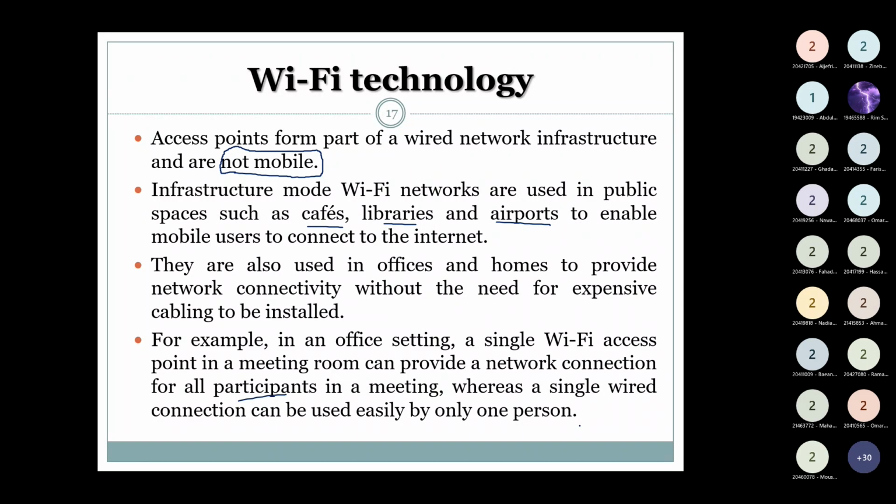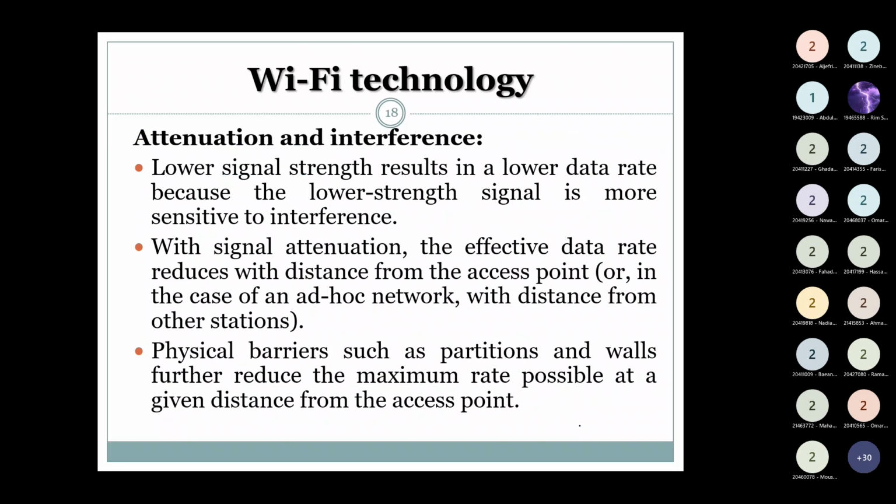Okay, so let's move now to the attenuation and interference. As you know, the lower signal strength results in a lower data rate, because the lower strength signal is more sensitive to interference. So with signal attenuation, the effective data rate reduces with distance from the access point.